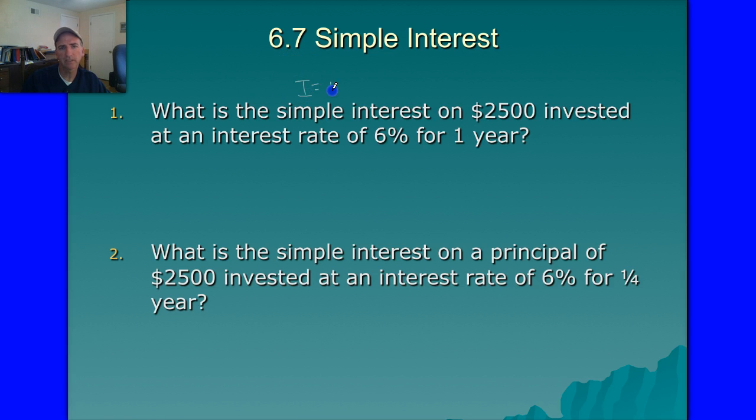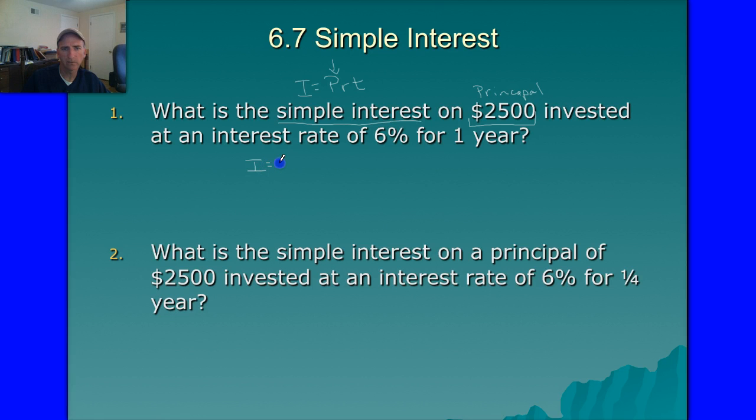All right, interest is equal to principal times rate times time. Here we go. What is the simple interest on a $2,500 amount invested at an interest rate of 6% for 1 year? Okay, so the principal is $2,500. That's the P. And they're just asking you to find the interest, so this is a pretty simple question here.